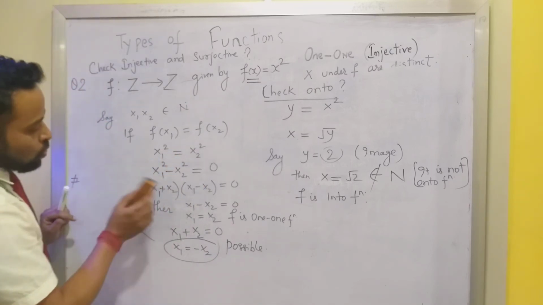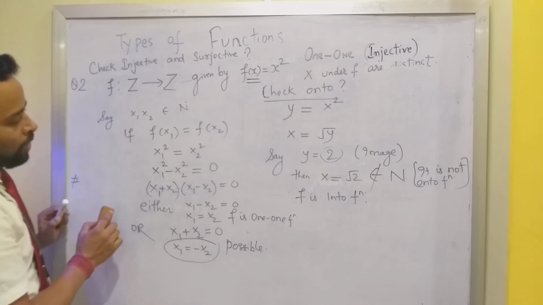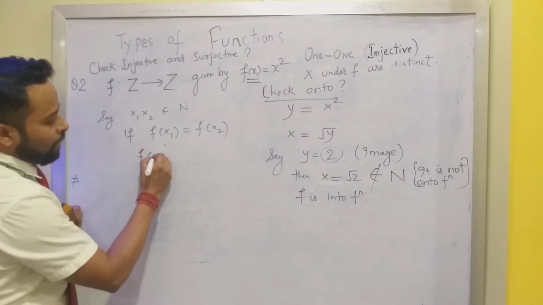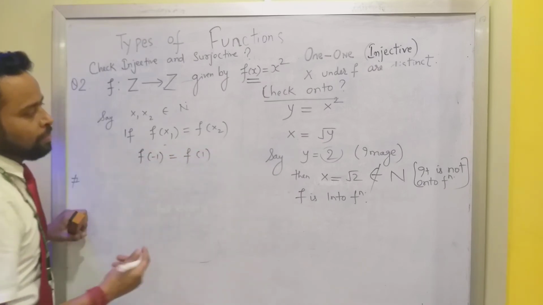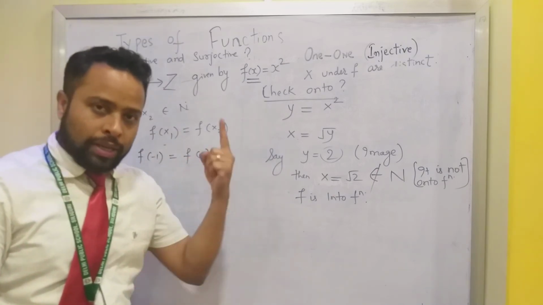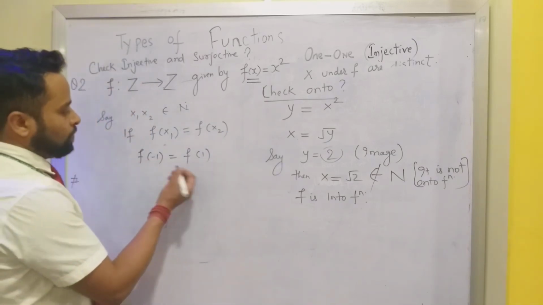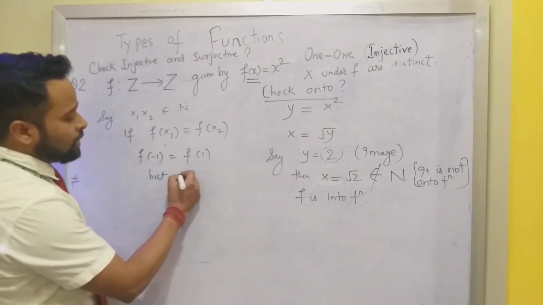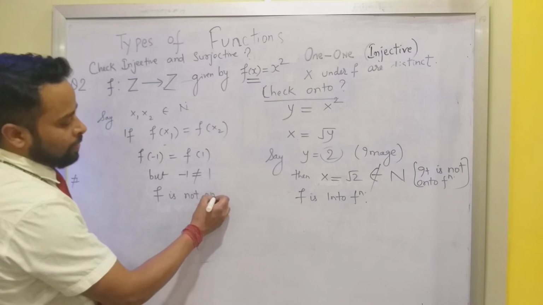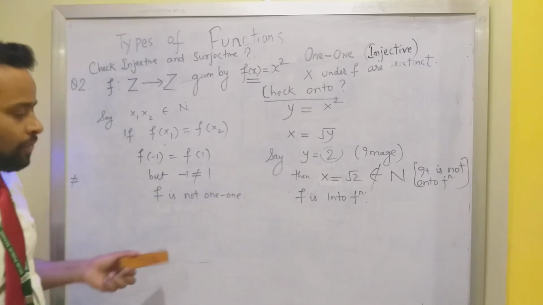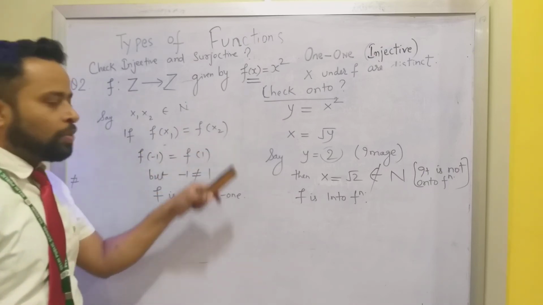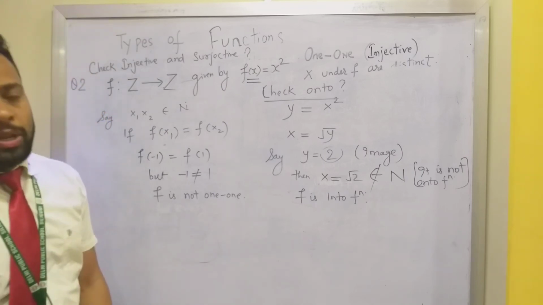So what we do is quote an example to prove that it is not 1-1. Think of f of -1 equals f of 1. Very simple. -1 square is 1, and 1 square is also 1. But the inputs are different, -1 is not equal to 1. f is not 1-1. f is not injective because the inputs are different but the output is the same. That's why it is many-one.